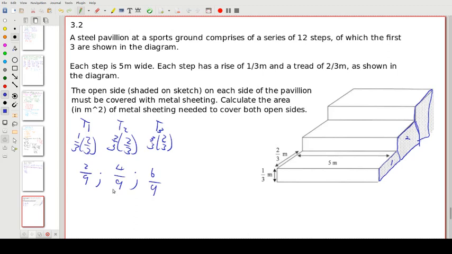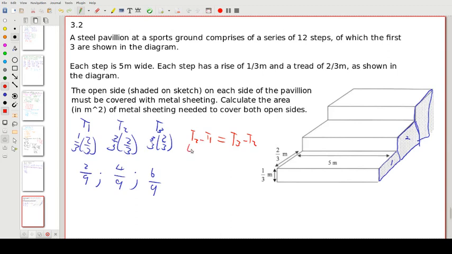Okay, so now we need to decide which type of sequence or series we have here. Are we multiplying the same thing, or are we adding the same thing each time? In this case, we're just adding 2/9 each time, right? We can check that quickly in rough work. We know that term 2 minus term 1 must be equal to term 3 minus term 2 if we're adding the same thing each time.